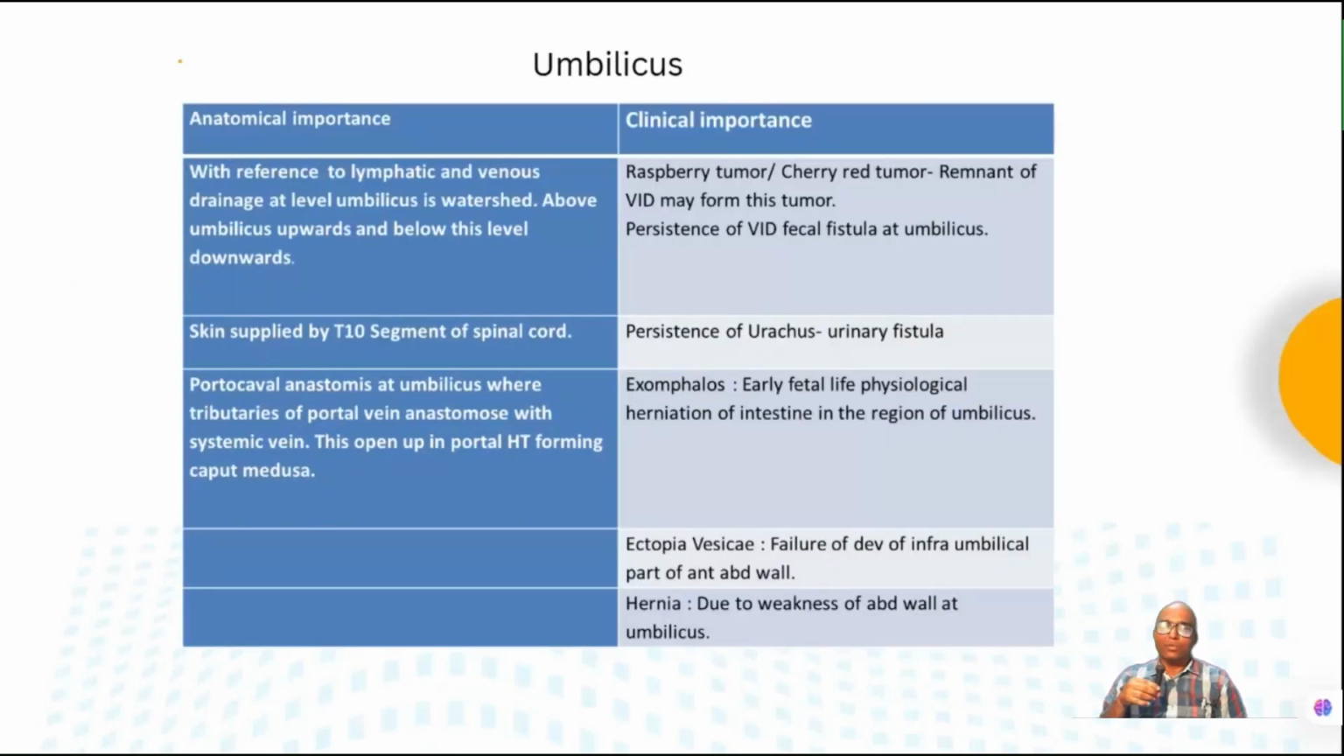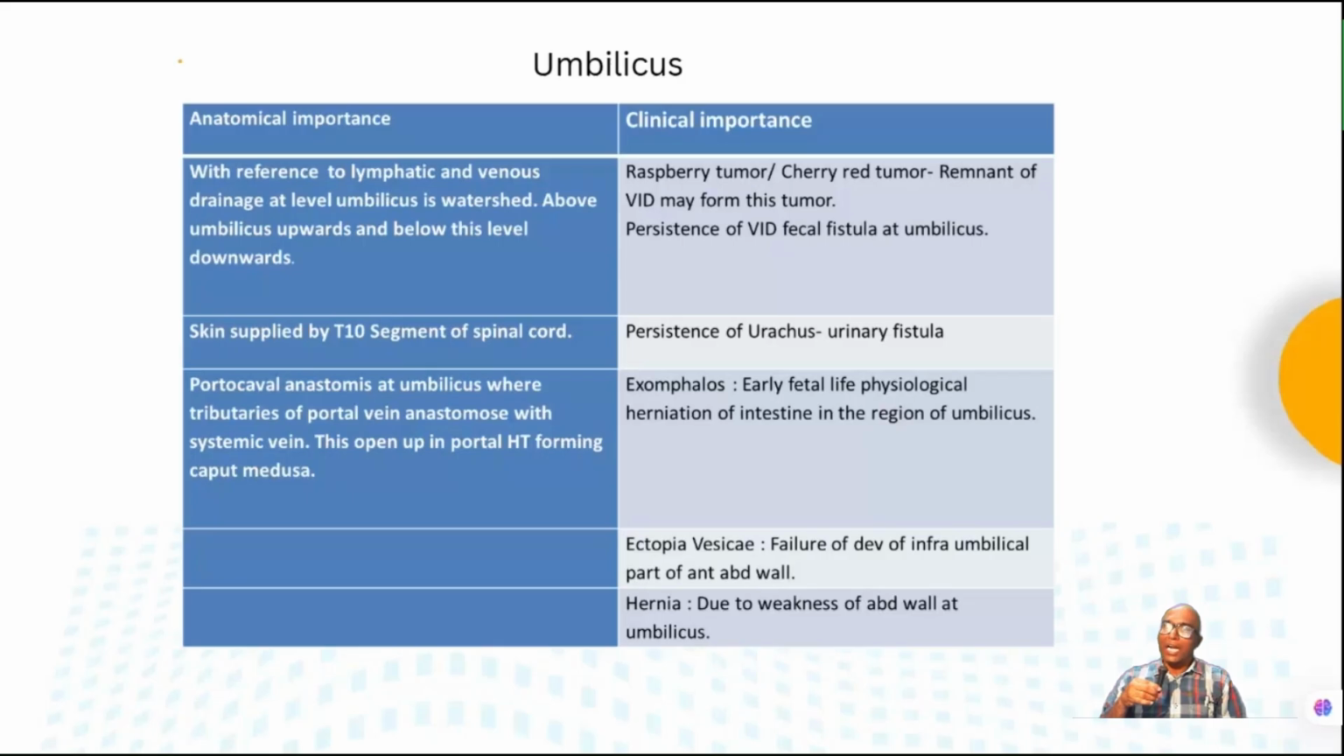Okay. Now the umbilicus we were discussing. So what is the importance of the umbilicus? Anatomical importance as well as clinical importance. With reference to the lymphatic and venous drainage, the level of the umbilicus is a watershed. Above the umbilicus, the venous and lymphatic drainage is in the upward direction, while below the level of the umbilicus, it is directed downwards. Skin at the level of the umbilicus is supplied by the T10 segment of the spinal cord. Then portocaval anastomosis at the umbilicus, where the tributaries of the portal vein anastomose with the systemic veins. This opens up in portal hypertension, forming the caput medusae. So this is the anatomical significance.